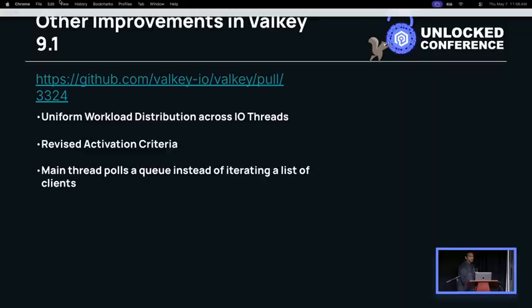So Valkey 9.1 has improved this by adding another intermediate queue, which the IO threads would poll from to help uniformly distribute work. And similarly, like I talked about, the activation criteria: if we prematurely activate the IO threads, it would mean that they would start busy polling and contribute to the CPU utilization. So in Valkey 9.1, we have revised the activation criteria for the IO threads. And also there are other optimizations for how the main thread efficiently utilizes CPU. I think that's about it.